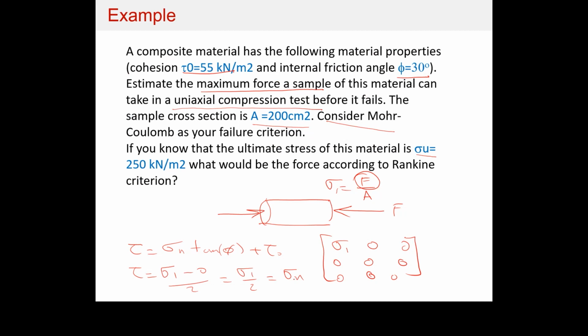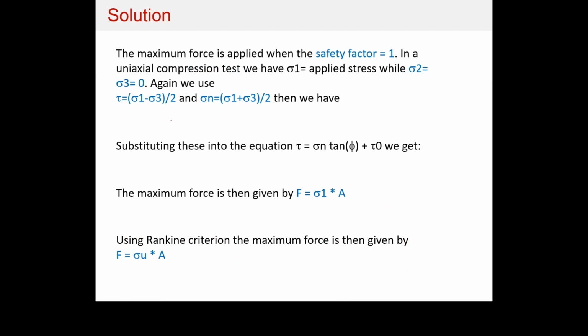So you have sigma n, and you have tau. Both of them are available for you. If you do that, you are going to just substitute into this equation here, and then you have sigma 1 divided by 2 is equal to sigma 1 divided by 2 multiplied with tangent phi, added to the cohesion.